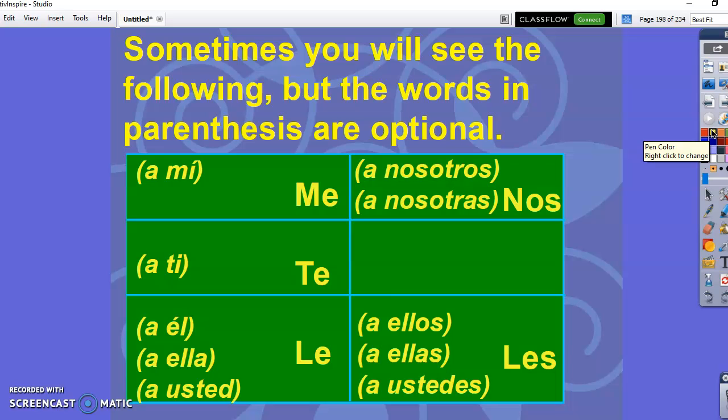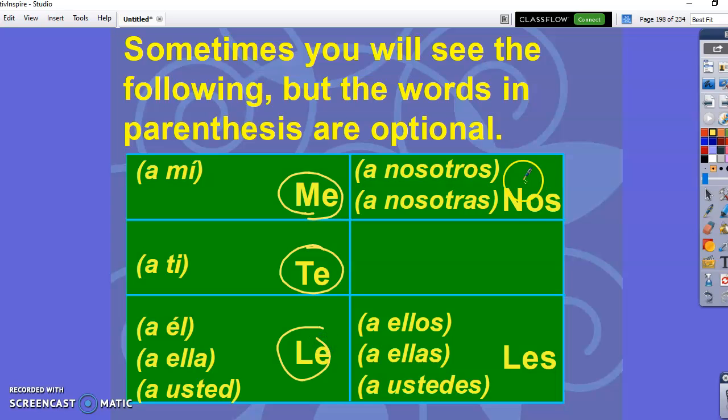Sometimes you will see the following, but the words in parentheses are optional. So when we're talking about what people like, you have to have one of these in every single sentence. Me, te, le, nos, les.